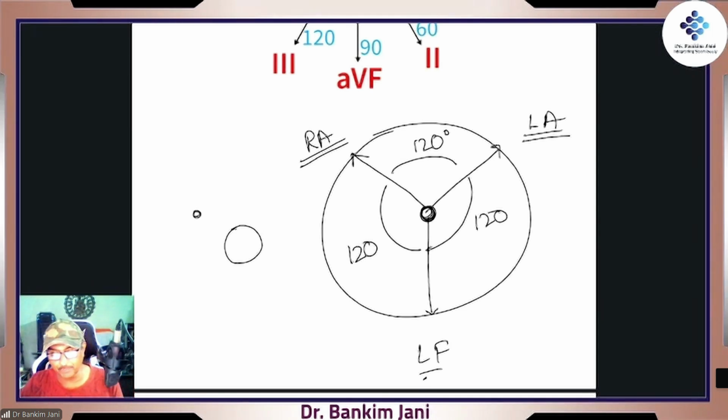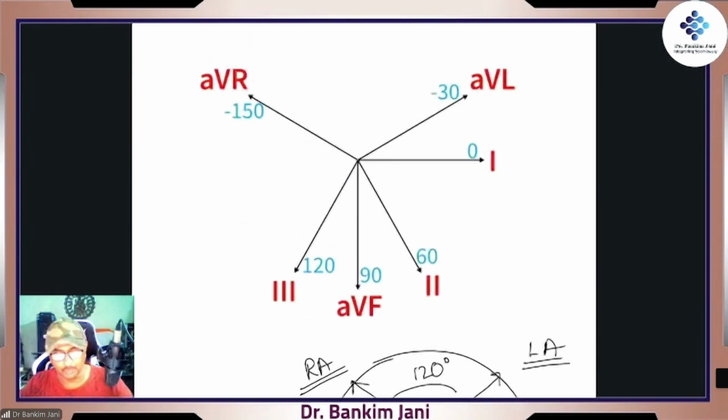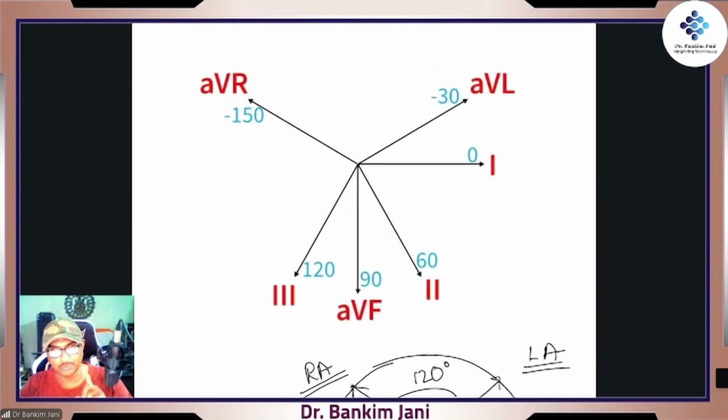We superimpose both these things now, along with lead 1, lead 2, lead 3. We'll keep taking this as 0 degrees, because that's where we start. This whole thing is 360. Then comes lead 2. Lead 2 is at 60 degrees. Makes perfect sense.